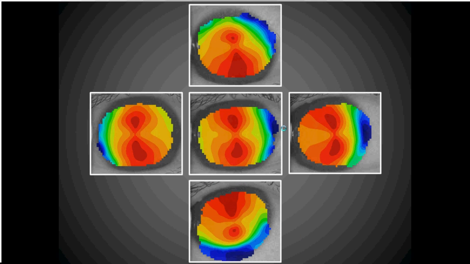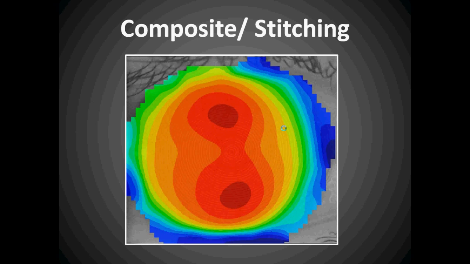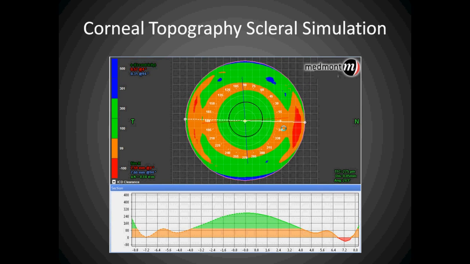When coupled with the new composite feature available from your Medmont topographer, you're able to map 100% of the eye's surface by changing the fixation of the patient and taking captures on each area of the cornea. When stitched together to create what's called the Medmont composite eye, we're able to understand 100% of the corneal surface and therefore predict that angle that forms at the 10 millimeter chord more accurately. This allows the Medmont software to generate a theoretical scleral lens.